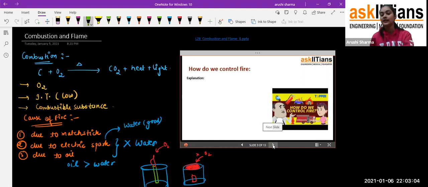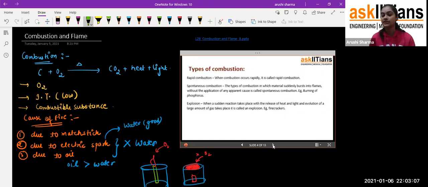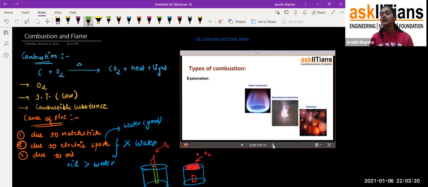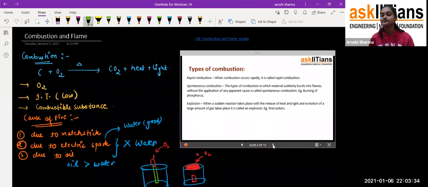Fine. Now moving on to the types of combustion. Students, we have three types of combustion, as you can see. One is rapid combustion, second is spontaneous combustion, and third is explosion. How can you differentiate between these? When combustion occurs very rapidly, that is called rapid combustion. And spontaneous combustion is combustion that does not take a single second to start. It is a type of combustion in which a material suddenly burns into a flame without any apparent cause. For example, the burning of phosphorus.